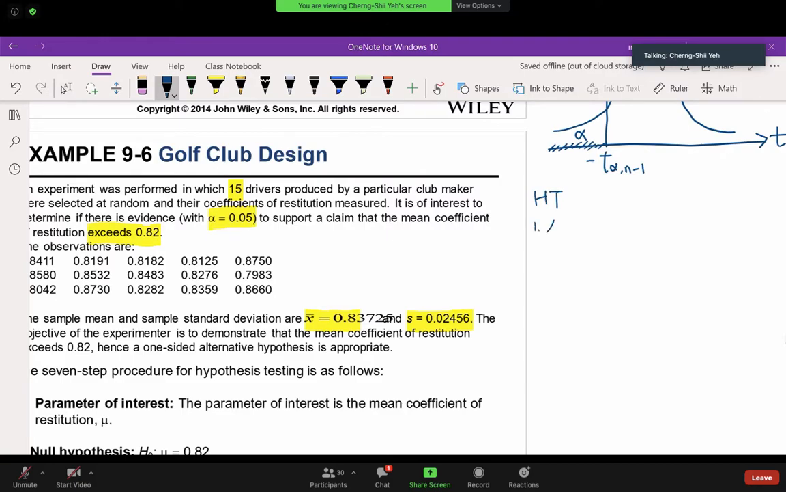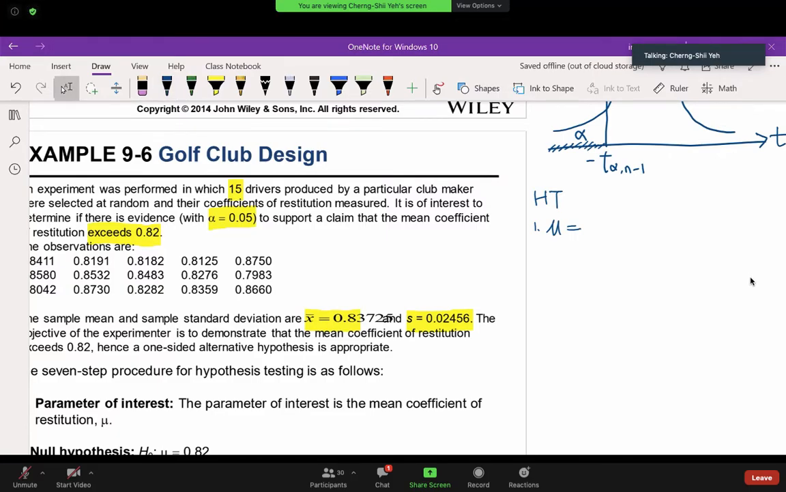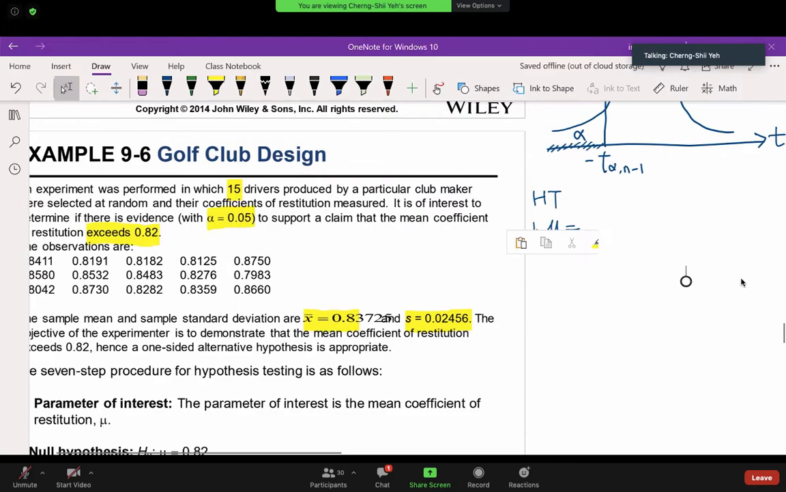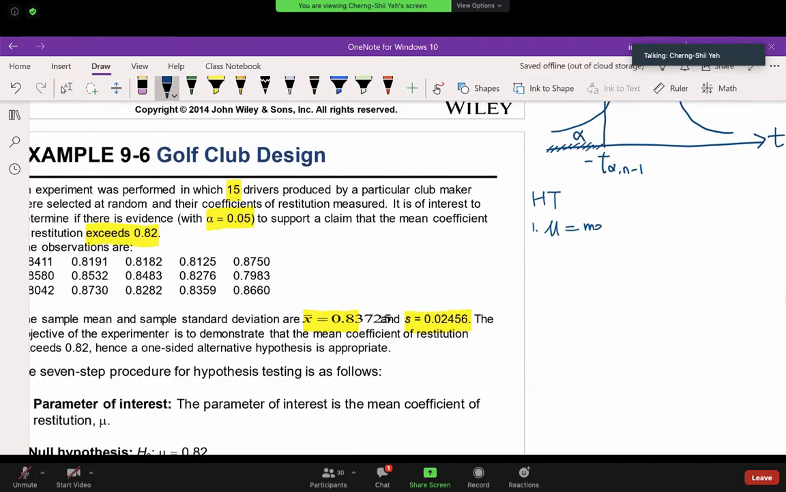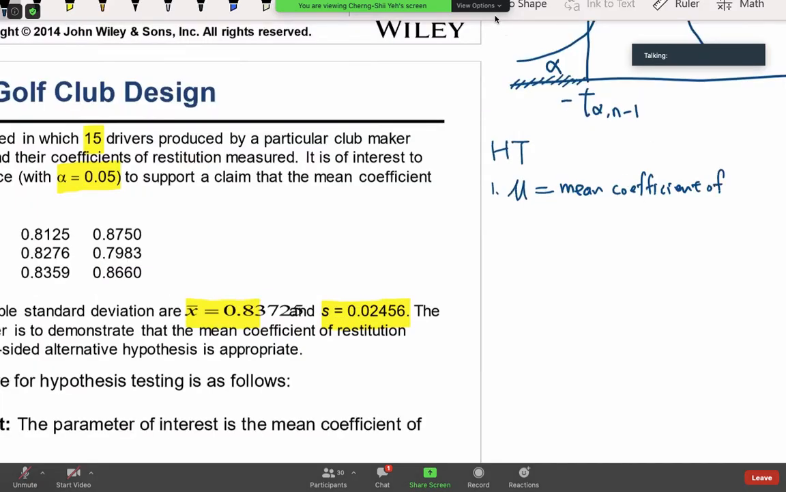First of all, what is our parameter of interest? Don't underestimate this step, because when I put this first step into our quiz, you'd be surprised how many students don't even know what the parameter of testing is. So what is the main characteristic we care about here? In this case, it is the mean coefficient of resistance.